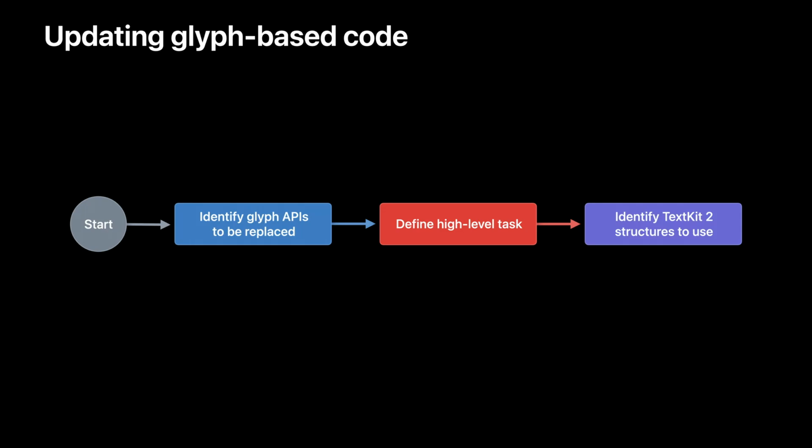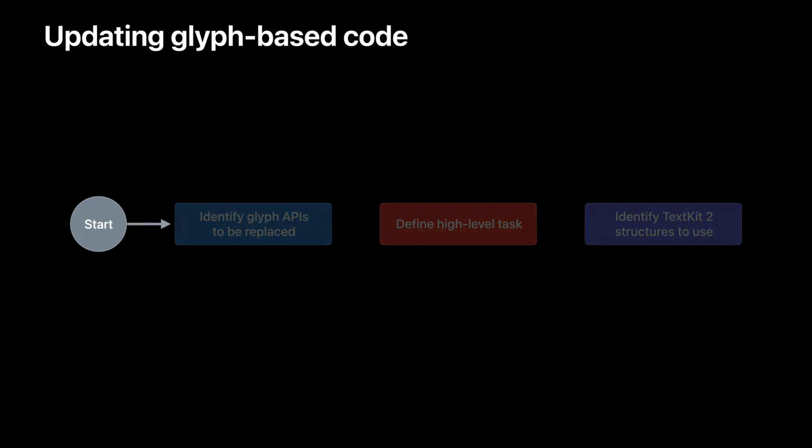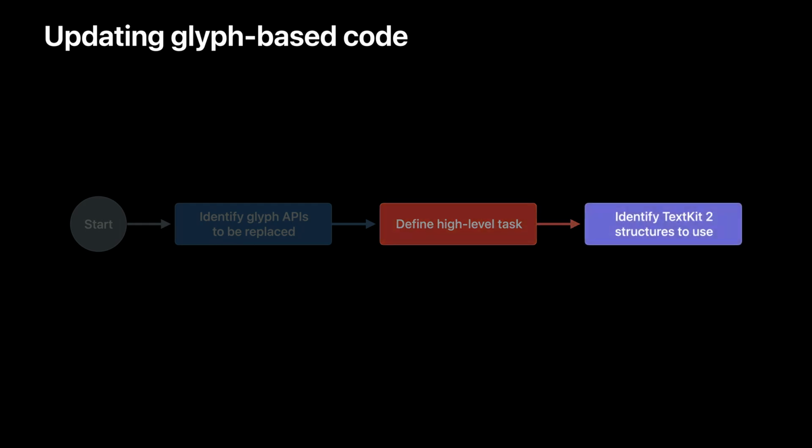So here's how to update glyph-based code. The first step is to identify which glyph APIs you're using. Next, look at how you're using those APIs and define what you are trying to do at a high level. Glyph-based code is very low level, and there are many details that aren't relevant to your high-level task. Once you've defined the high-level task, then examine the structures available to you in TextKit 2, such as layout fragments, line fragments, and text selections, and these can help you accomplish your task.